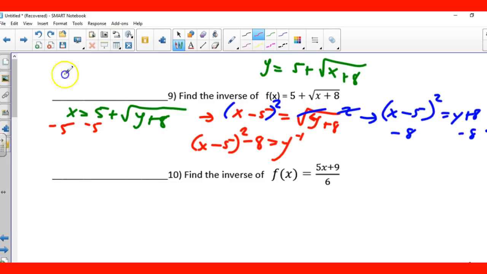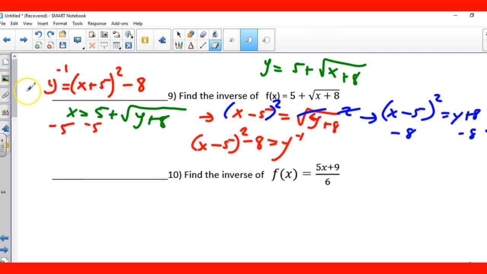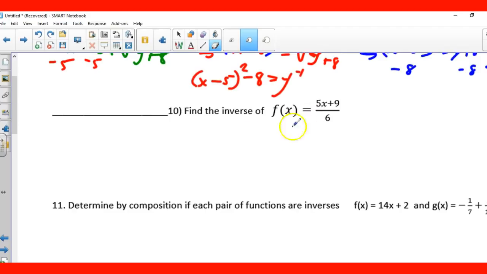So y inverse equals, because we're saying the inverse, that's just the symbol right there, guys. Y inverse, the -1 right there, the exponent, is x minus 5 squared minus 8. There's the inverse of this function right here. All right, moving on down here, find the inverse.